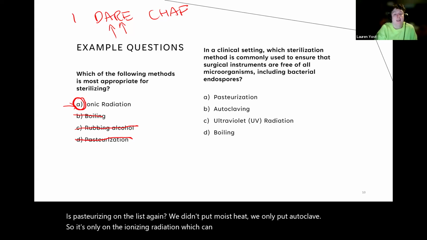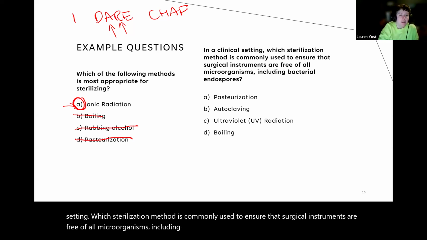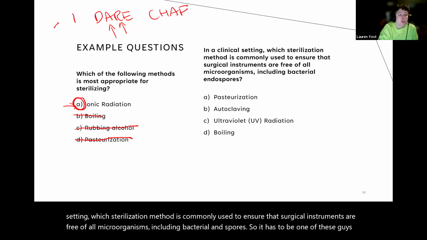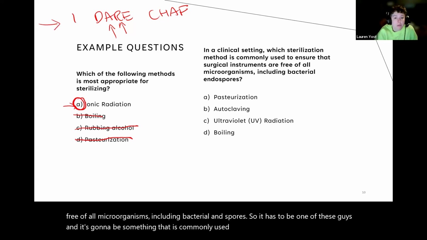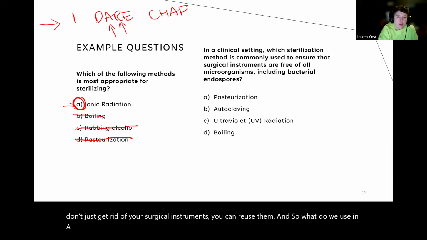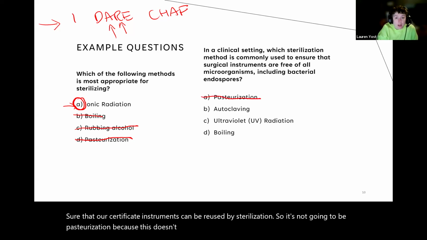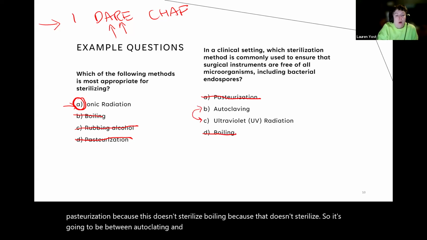It's pretty effective. In a clinical setting, which sterilization method is commonly used to ensure that surgical instruments are free of all microorganisms, including bacterial spores? So it has to be one of these guys. And it's going to be something that is commonly used for reusable items, because you typically don't just get rid of your surgical instruments, you can reuse them. And so what do we use in a hospital environment to ensure that our surgical instruments can be reused by sterilization? So it's not going to be pasteurization because this doesn't sterilize. It's not going to be boiling because that doesn't sterilize. So it's going to be between autoclaving and UV radiation.